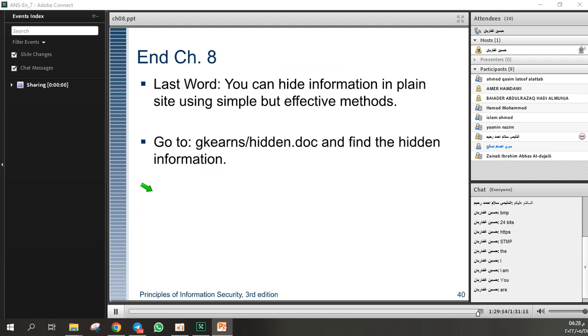Okay, this is the last slide of chapter 8. And as a last word, you can hide information in plain sight using simple but effective methods. That is great. So always use effective methods for security, for hiding your personal information effectively. Okay, it was the last slide.